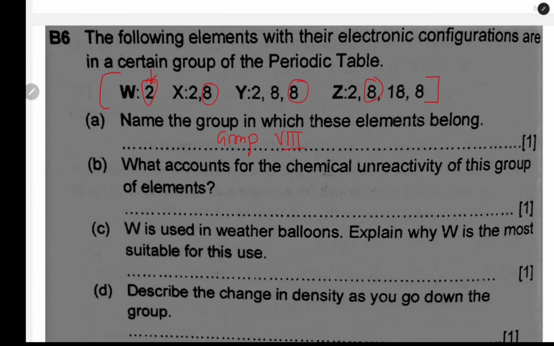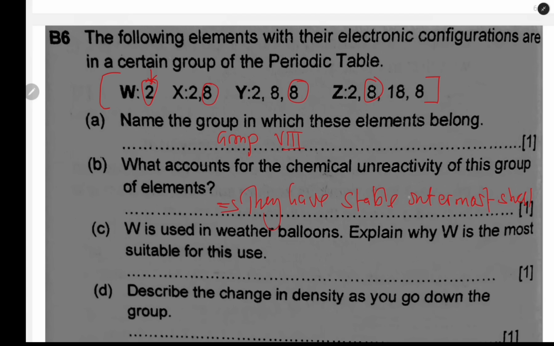What accounts for the chemical unreactivity of this group of elements? So in other words, these elements are unreactive. Now what accounts for that? For a reaction to occur, they need to have a valence. Now for these, they are stable. So what accounts for their unreactivity? You can say they have a stable outermost shell, or you can say their outermost shell is fully occupied.